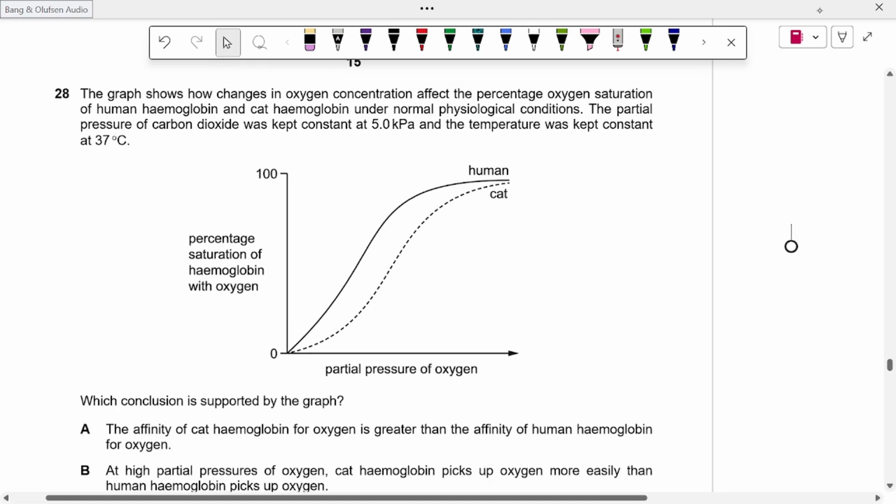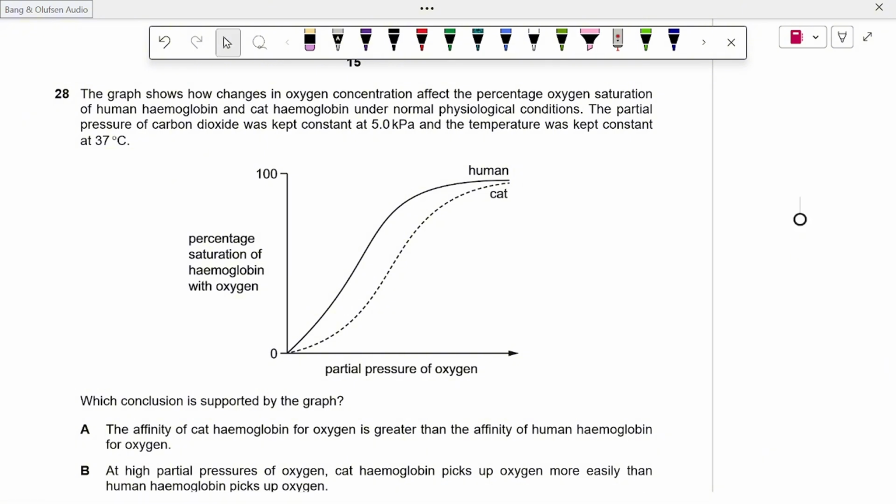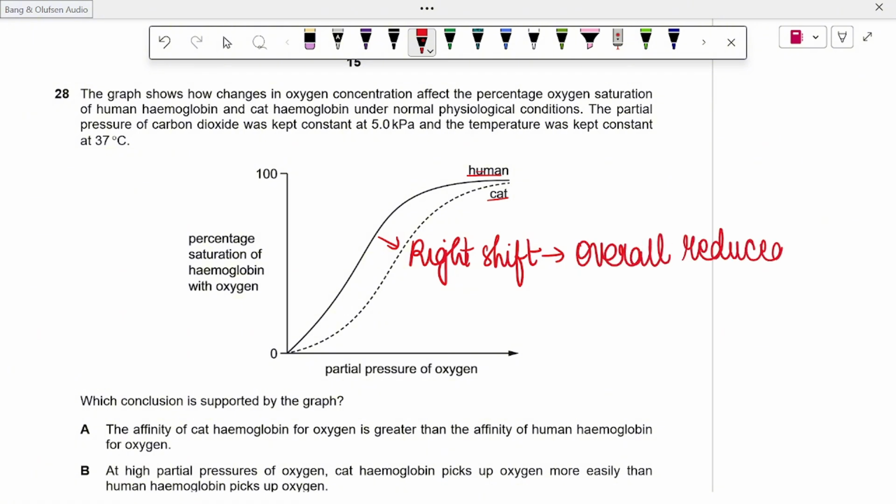28. The graph shows how changes in oxygen concentration affect the percentage oxygen saturation of human hemoglobin and cat hemoglobin under normal physiological conditions. The partial pressure of carbon dioxide was kept constant at 5 kilopascal and the temperature was kept constant at 37 degrees Celsius. What conclusion is supported by the graph? If you look at your graph, from your human to your cat, there is a right shift. Which Bohr effect is happening? The right shift one. Your graph has shifted towards the right from the point of view of your human hemoglobin. And what happens in a right shift? There's an overall reduced affinity for oxygen.